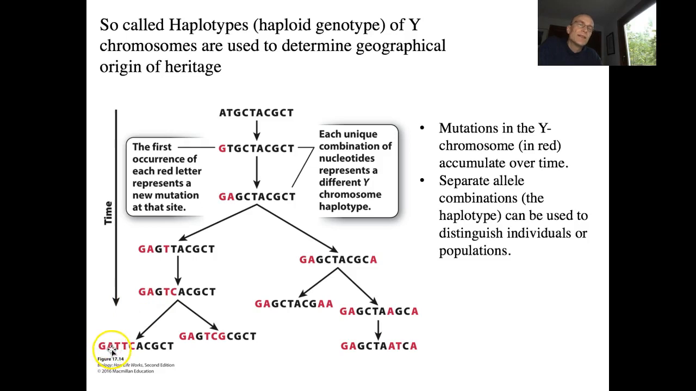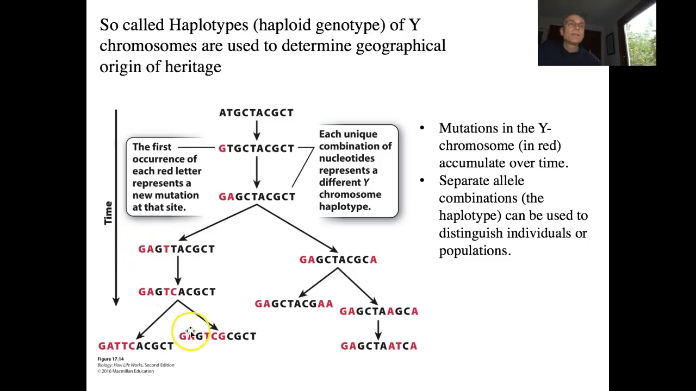This mutation doesn't go away. It's always GA at the beginning. Actually, that's the same here, but this person doesn't have the A at the end, while this person does. So now you can start to distinguish between people, males in this case, for the Y chromosome, that carry this particular haplotype versus males that carry this particular haplotype.